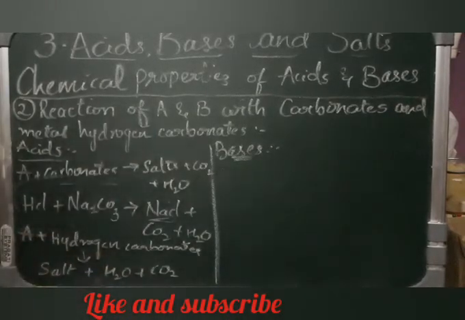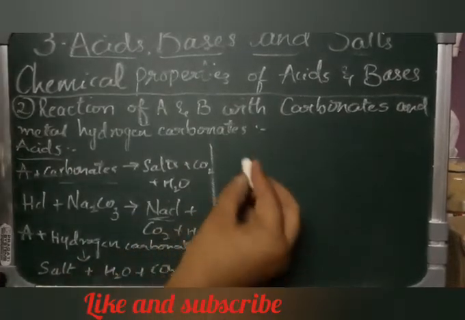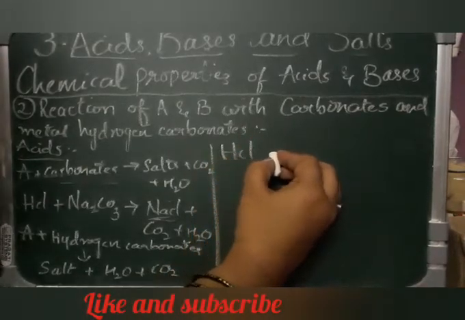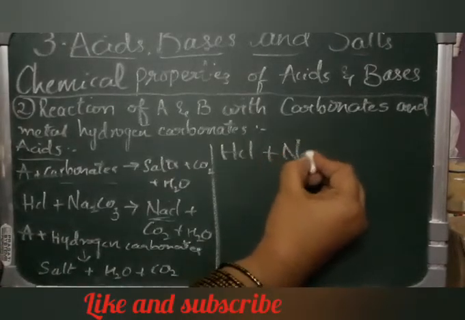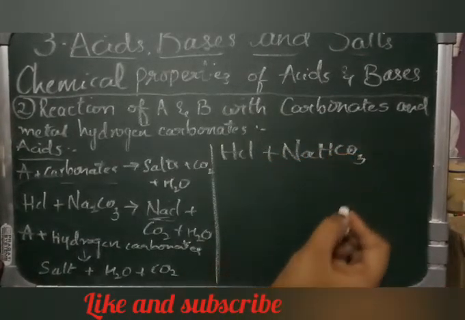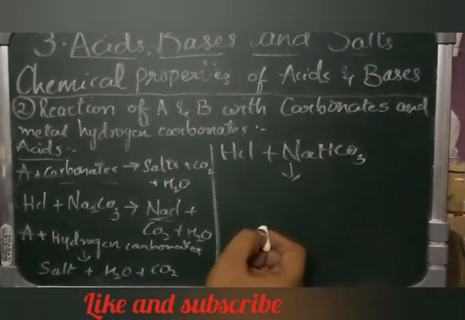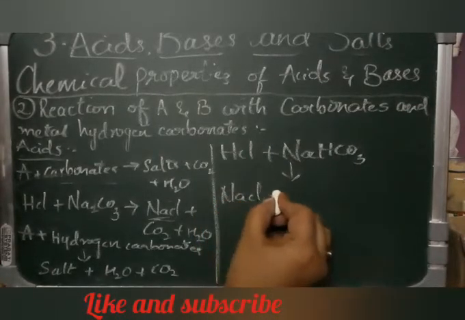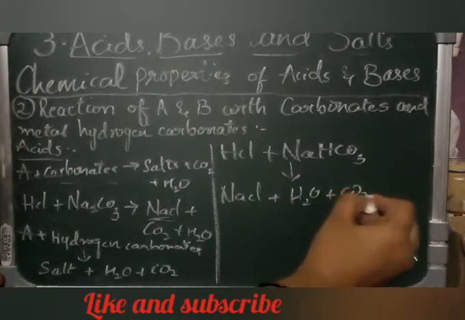So here we will take the example of a hydrogen carbonate as NaHCO3, sodium bicarbonate. We will take the acid HCl plus the hydrogen carbonate NaHCO3, which is sodium bicarbonate, which will result again in the formation of sodium chloride, that is salt, plus water plus carbon dioxide.